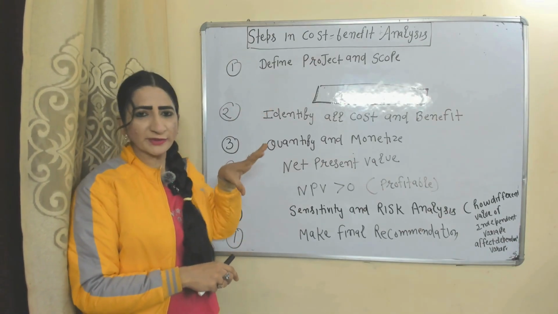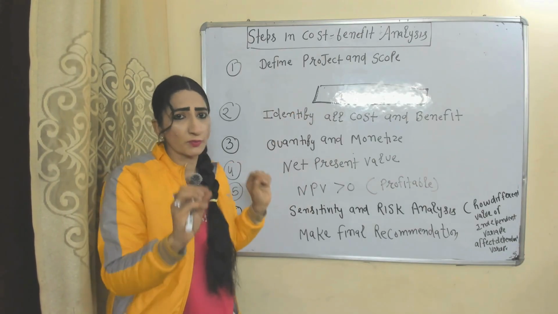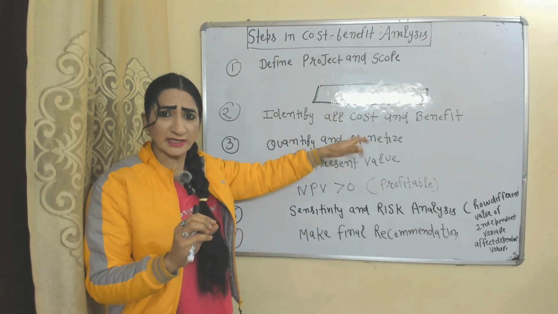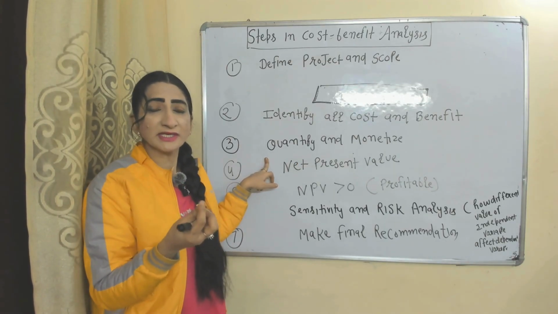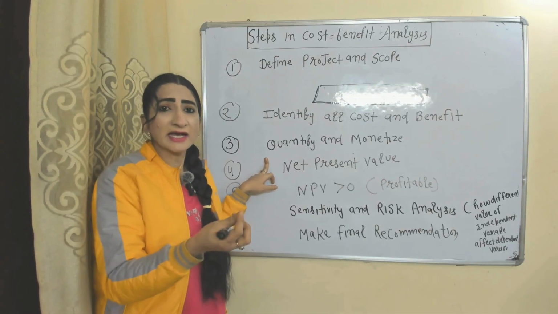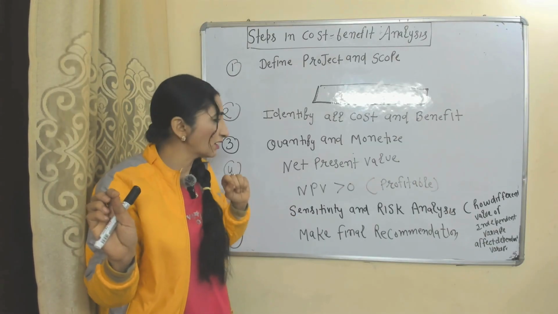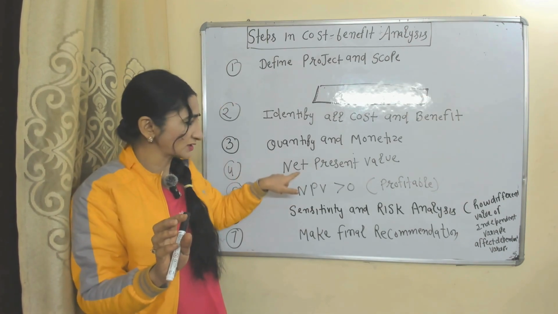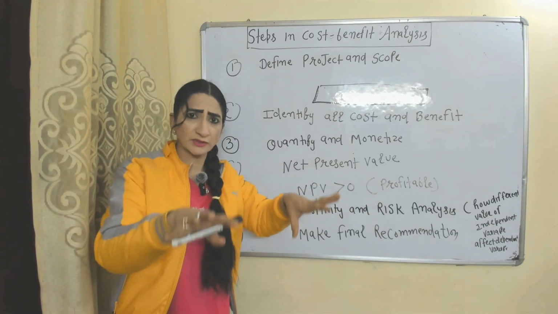Steps in cost benefit analysis. First of all, identify the project and see all future scope of this project. After that, identify all costs and benefits that are associated with this project. After that, quantify and monetize. That means assign monetary value to environmental goods. So for example, do one survey and ask people how much money they are willing to pay for specific environmental goods. Then use the net present value method. We have already discussed this. If net present value is more than 0, that means your project is profitable.